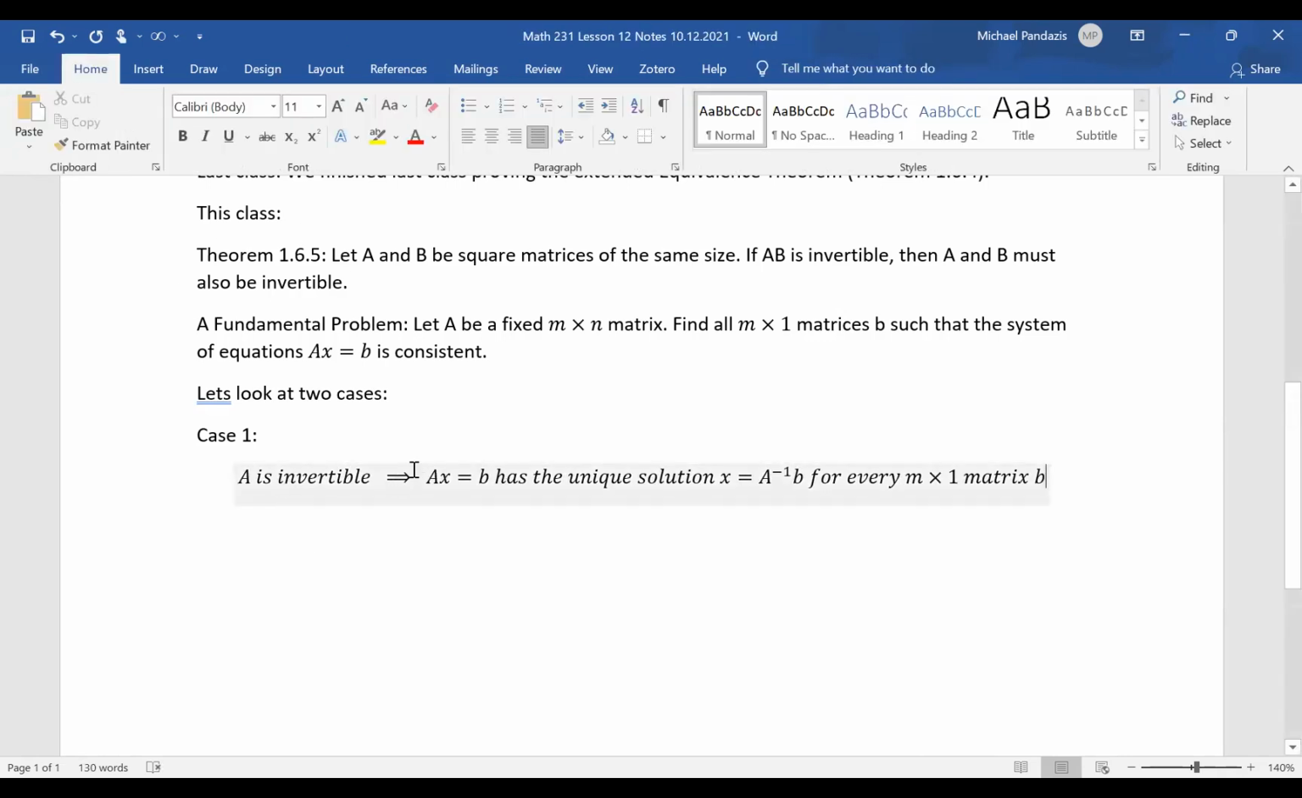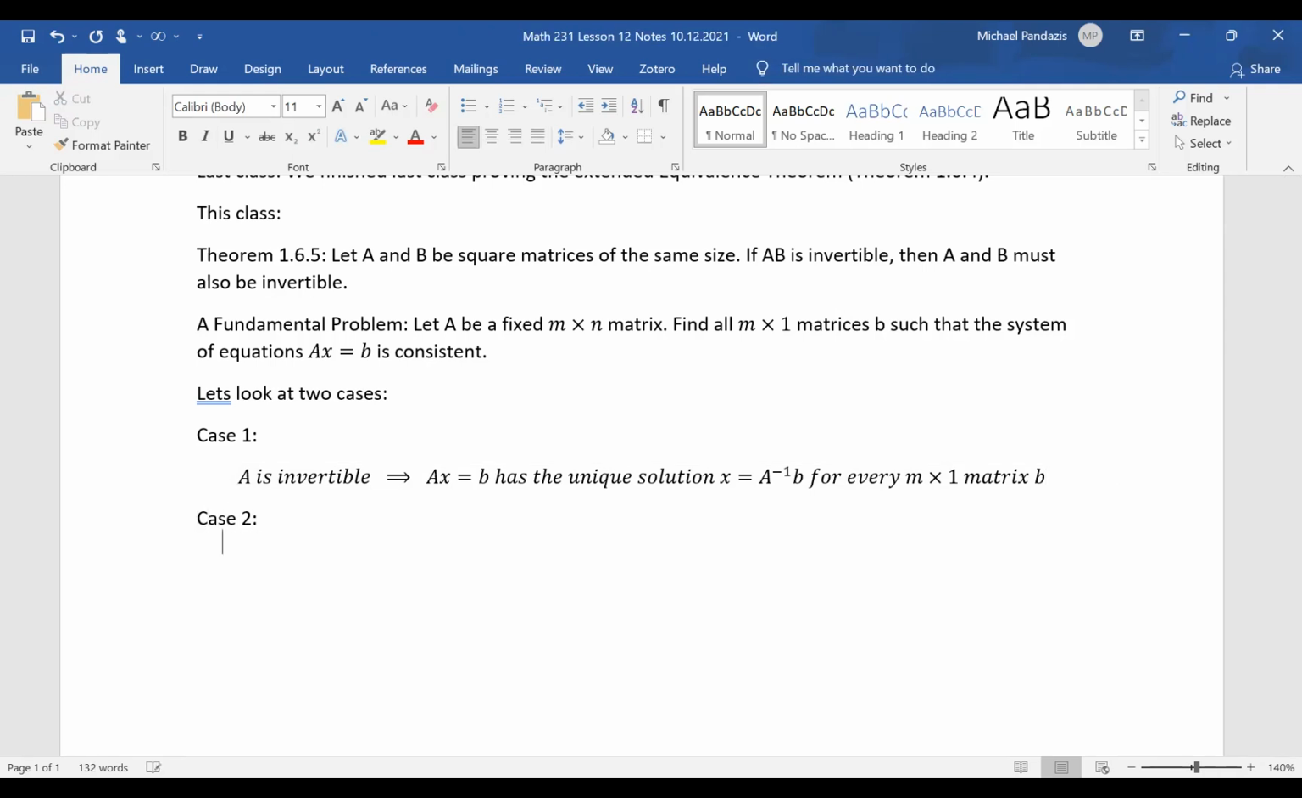That's because if Ax equals little b and A is invertible, you can multiply on the left side by A inverse and solve, and you get x equals A inverse little b. And that's for any m by 1 matrix b you put here, you have a unique solution x equals A inverse b. Only if A is invertible can you multiply both sides of the equation on the left by A inverse.